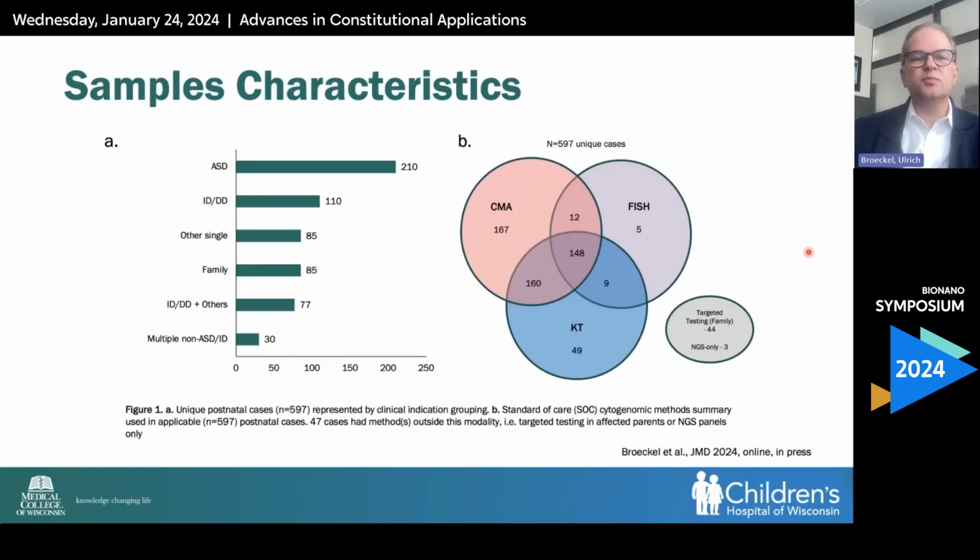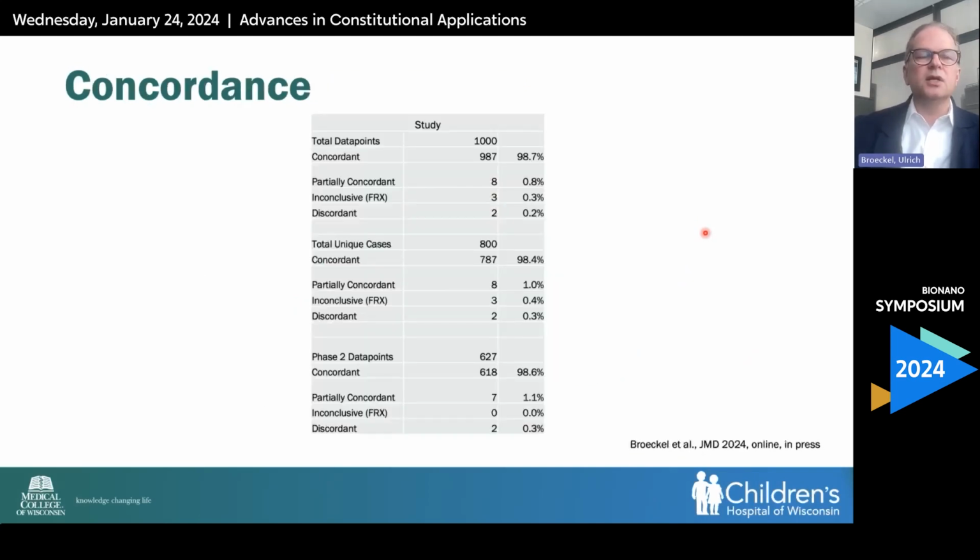Here are the sample characteristics briefly. You can see the distribution of the samples we included, and on the right side, the available results for the comparison to testing with arrays, karyotyping, and FISH. Some of the samples also had multiple tests performed. One of the main questions is obviously the concordance between those, and as you can see here, the concordance rate was extremely high, over 98% for all these samples.